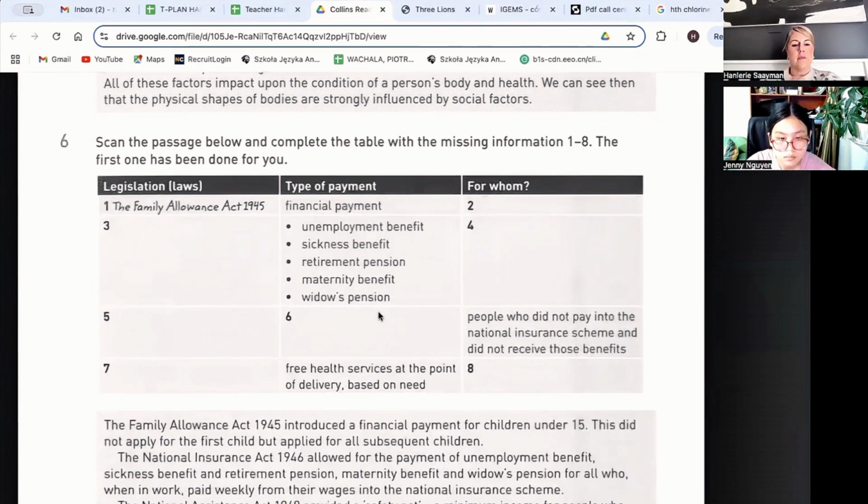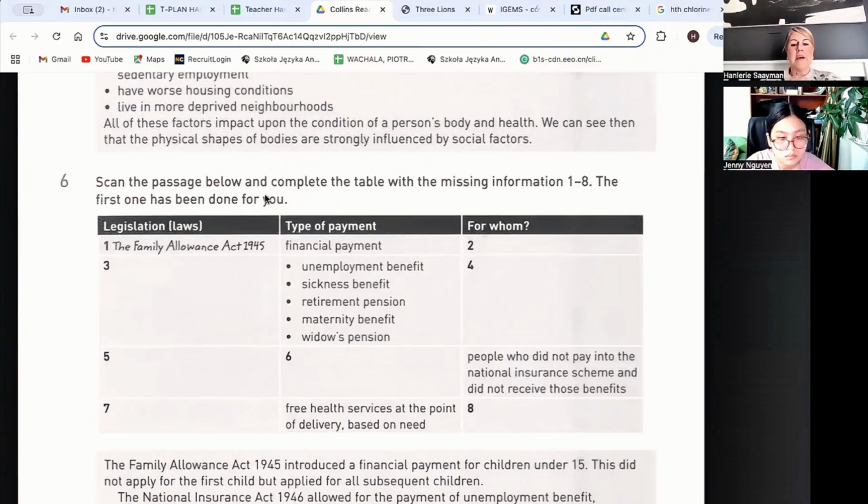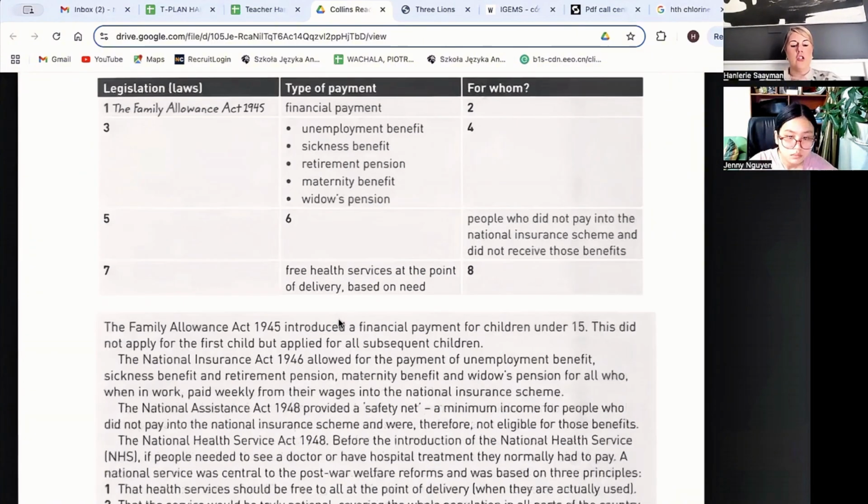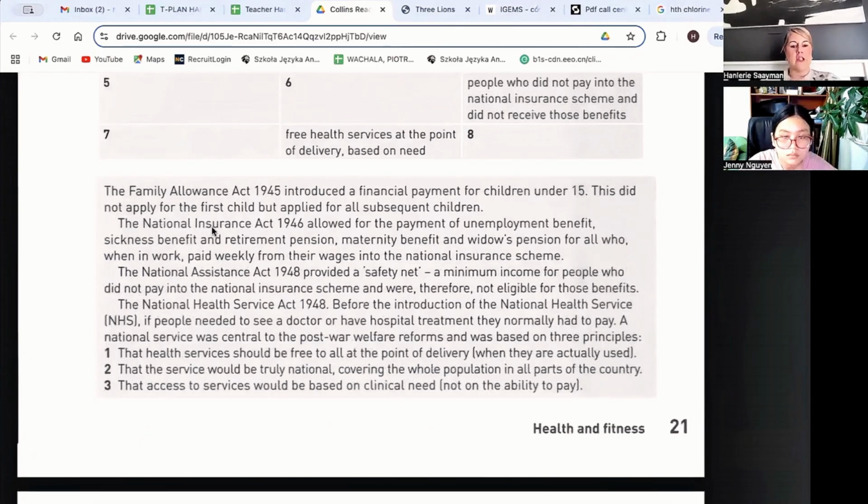Now, once again, scan the passage below and complete the table with the missing information, numbers 1 to 8. The first one has been done for you. Okay? So once again, can you read the passage for us?